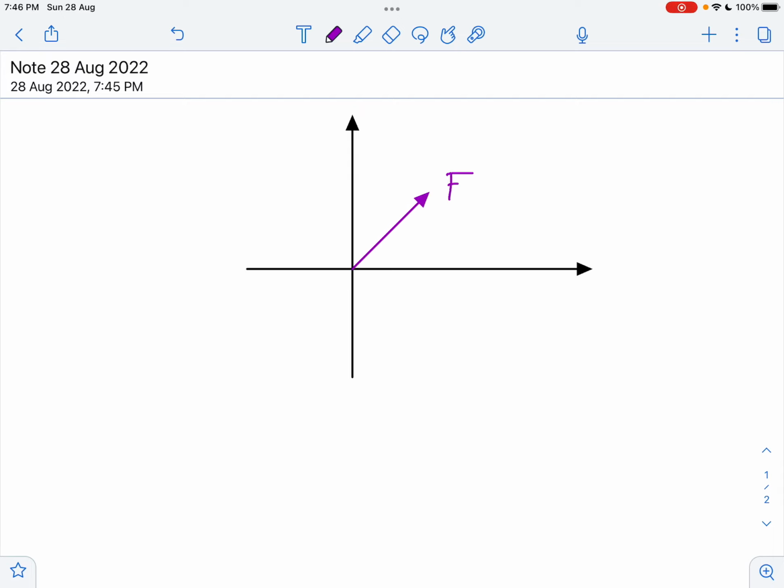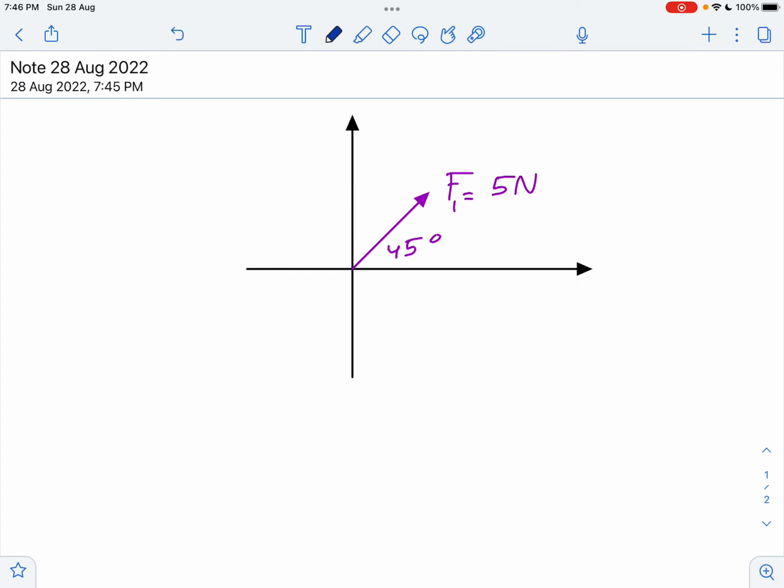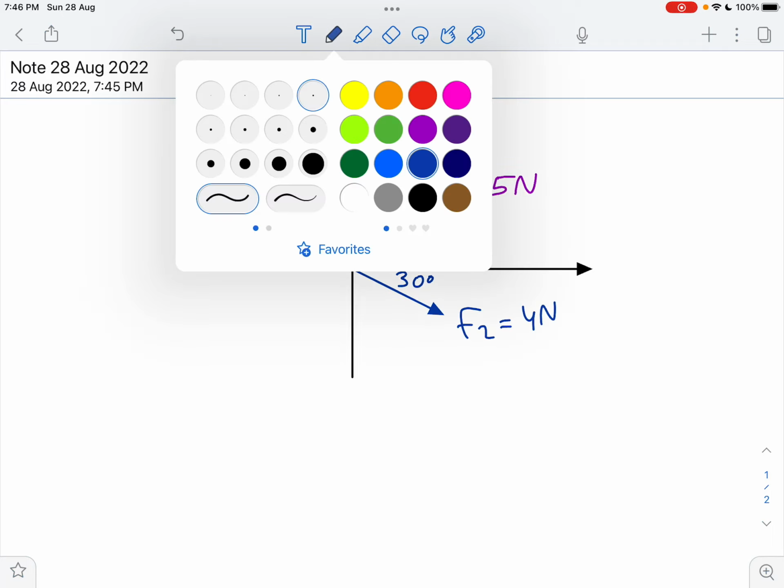So the first force F1, let's say it's equal to 5 newtons, making an angle of 45 degrees. And I have another force, F2, 4 newtons. Let me fix it a little bit. So you have F2, 4 newtons, making an angle of 30 degrees with the x-axis.